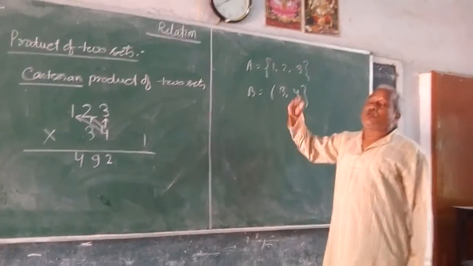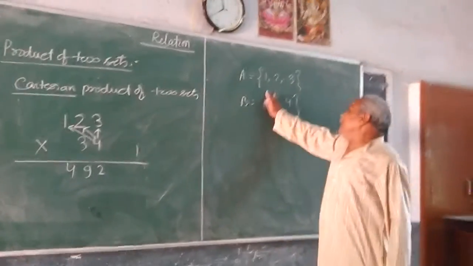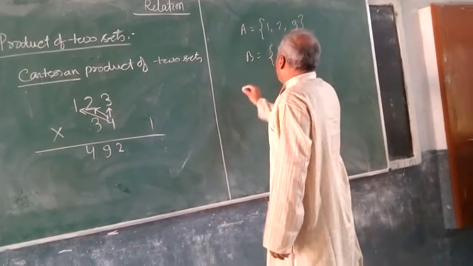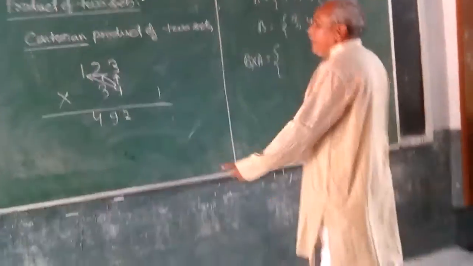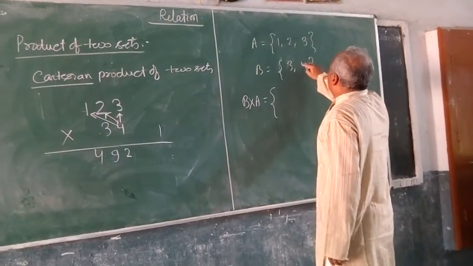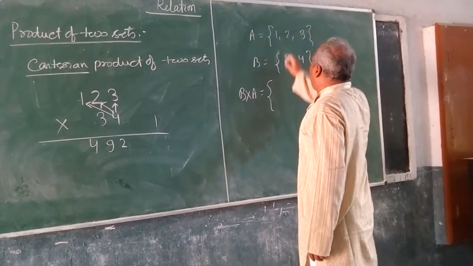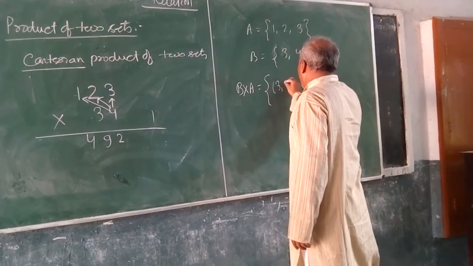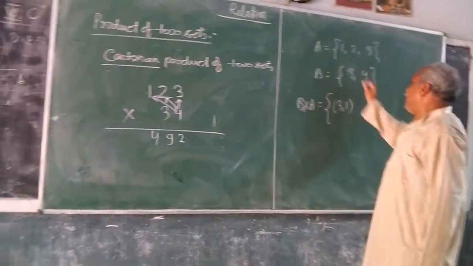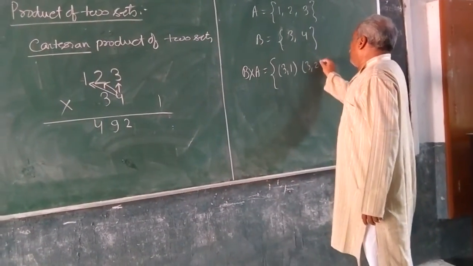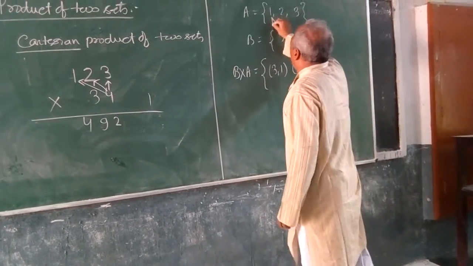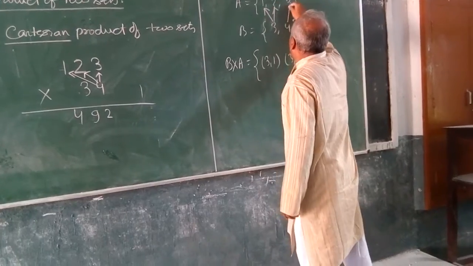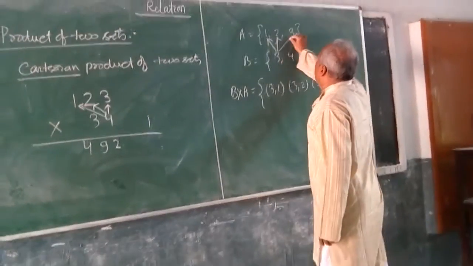That concept, or similar to that concept, is used here. Here is set B. Suppose I multiply B cross A. According to this rule, how will we do it? From 3 we will not multiply, but we will write the ordered pairs: (3,1), (3,2), (3,3).